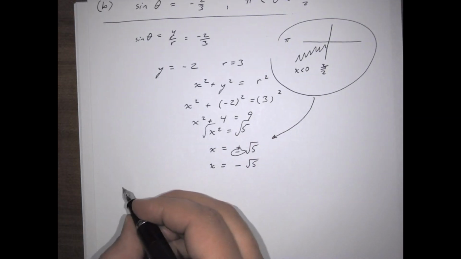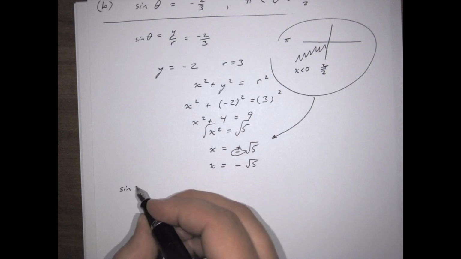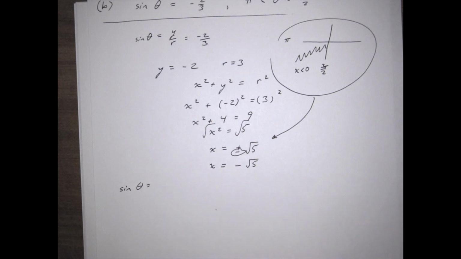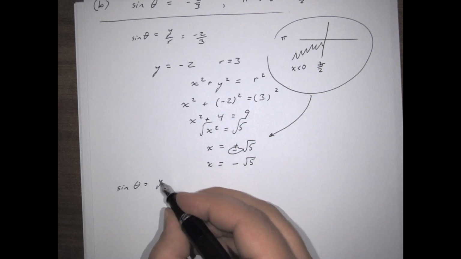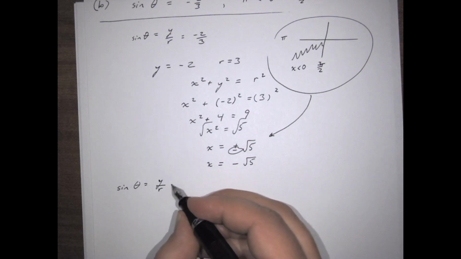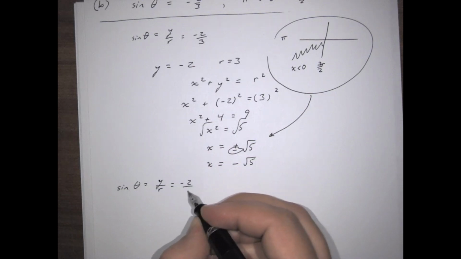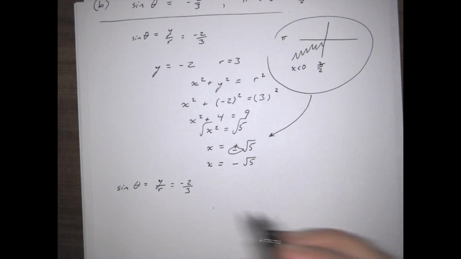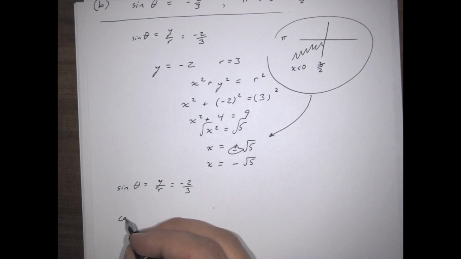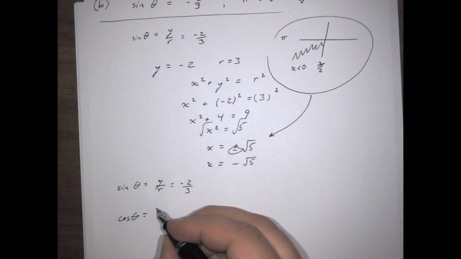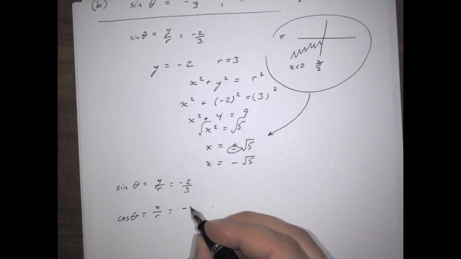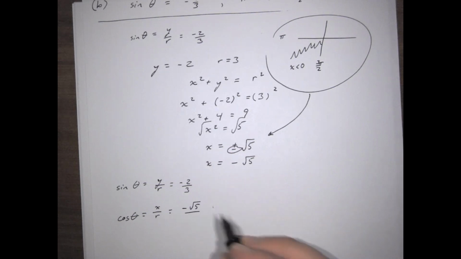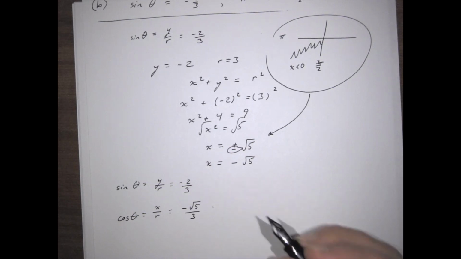Okay, now when it comes to putting the pieces of this all into an answer, we just have to take them one at a time, starting with the sine, which we already know, but it never hurts to just make sure. So negative 2 over 3, does that make sense? Yes. Now cosine theta. That's x over r, which is equal to negative root 5 over 3. Okay?